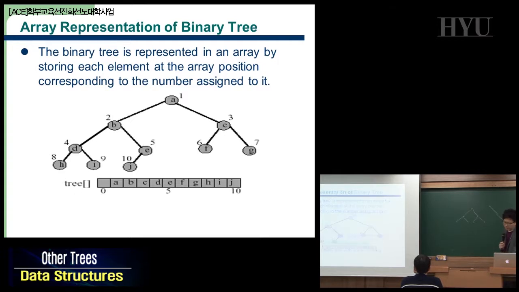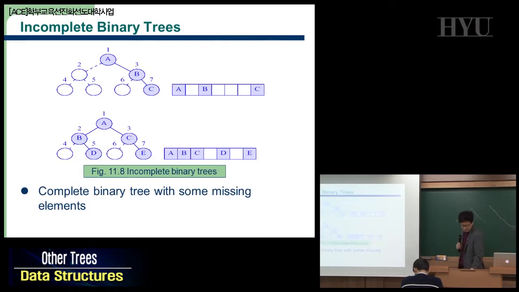Does this make sense? Ah, 11.8 is here. Incomplete binary trees. 1, 3.